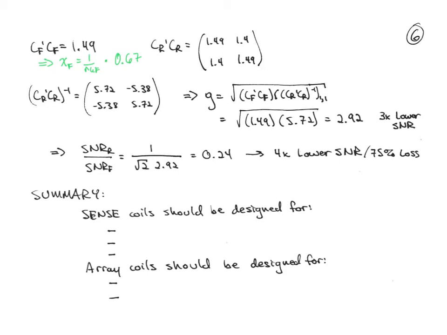Okay, so to summarize, SENSE coils should be designed for very local sensitivities. Their sensitivities should fall off rapidly as you move away from the coil. They should be as orthogonal as possible. The sensitivities should be as orthogonal as possible.